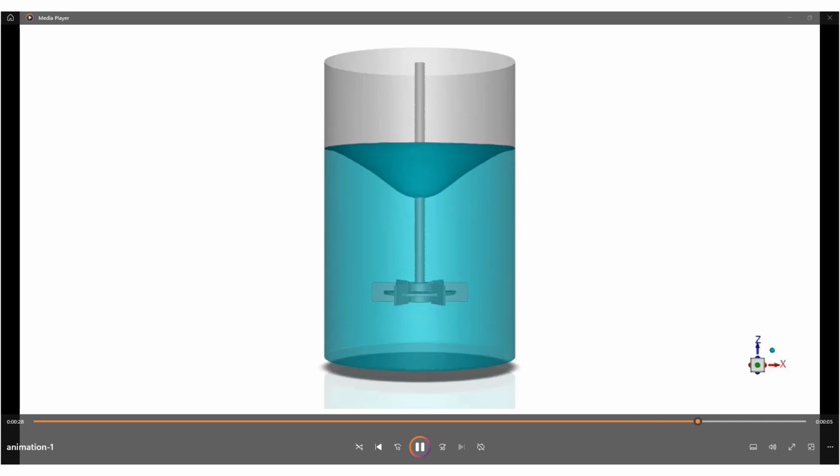As you might have already noticed, the impellers are not rotating because this is a steady state simulation, and the rotational aspect is put there with the multiple reference frame option.